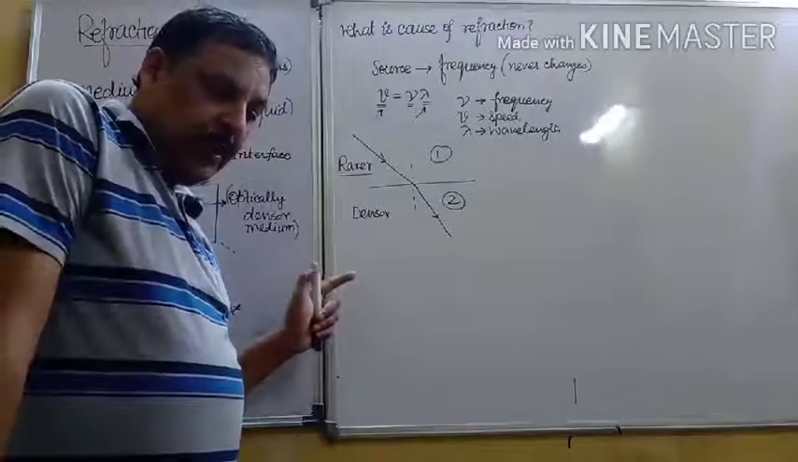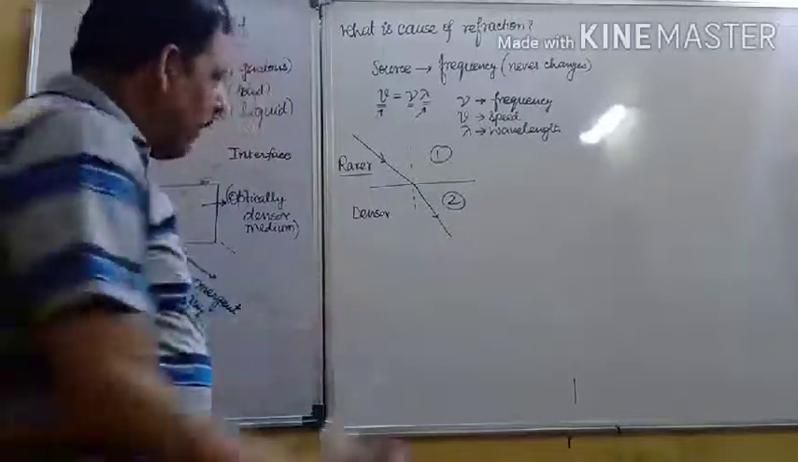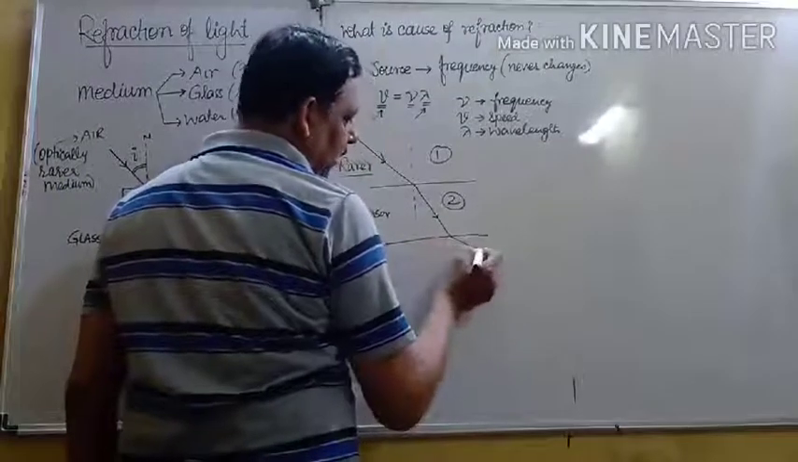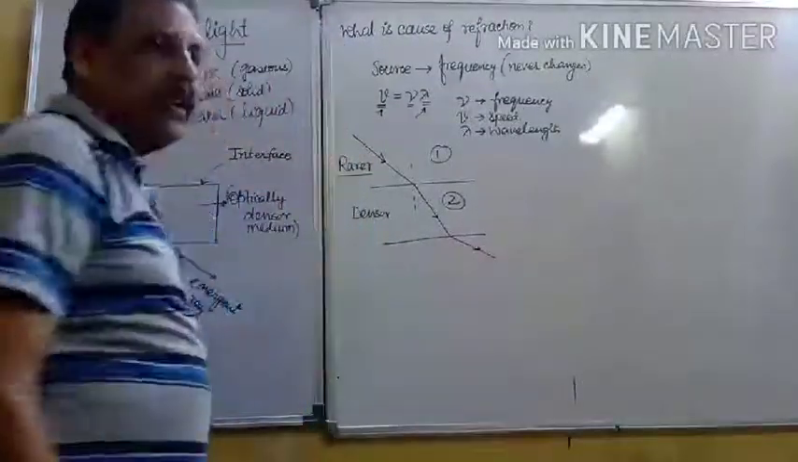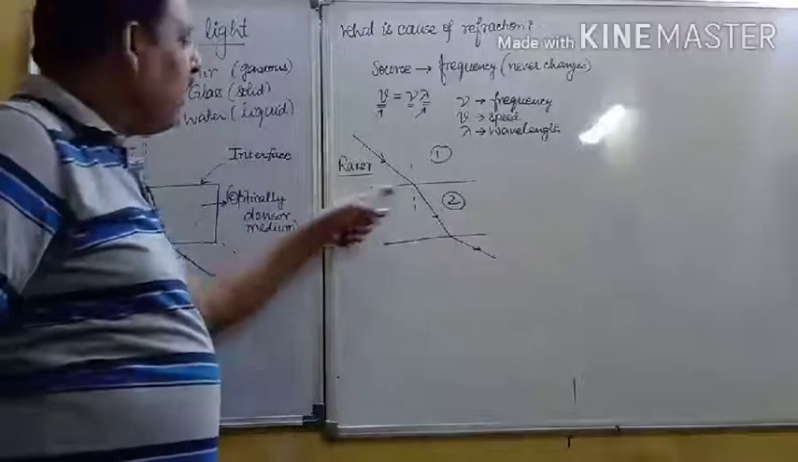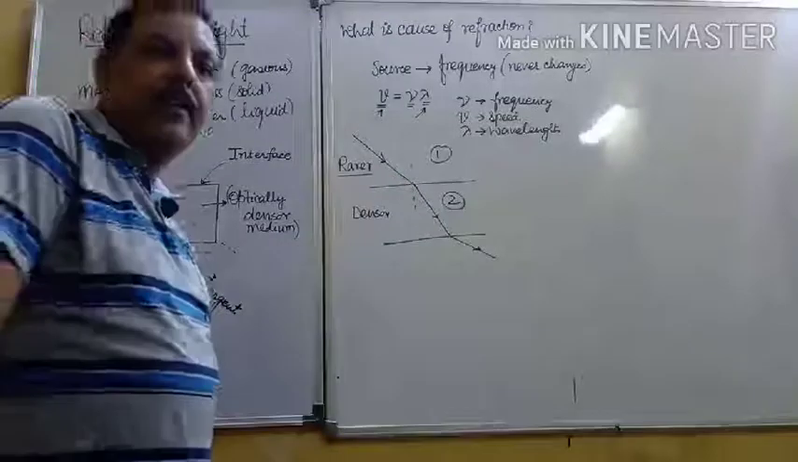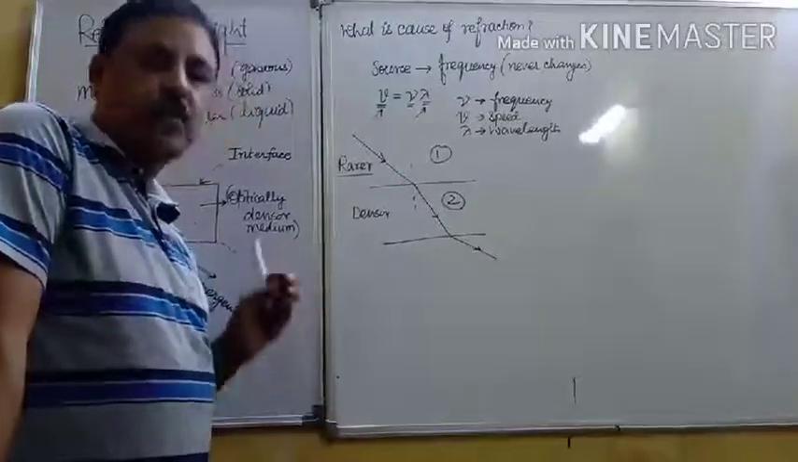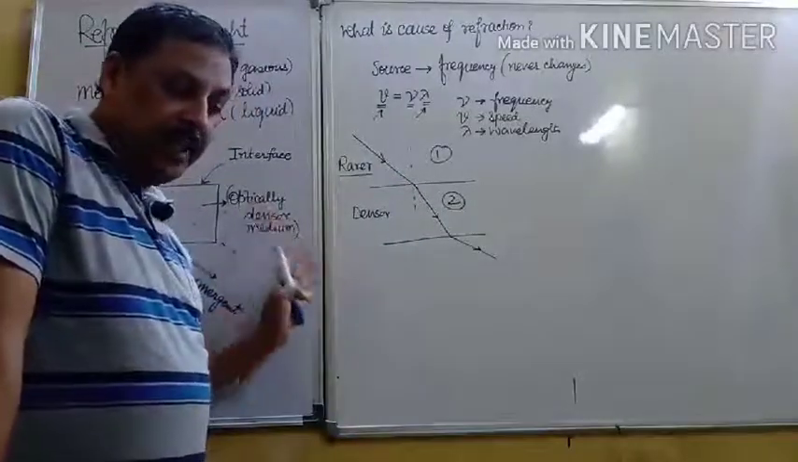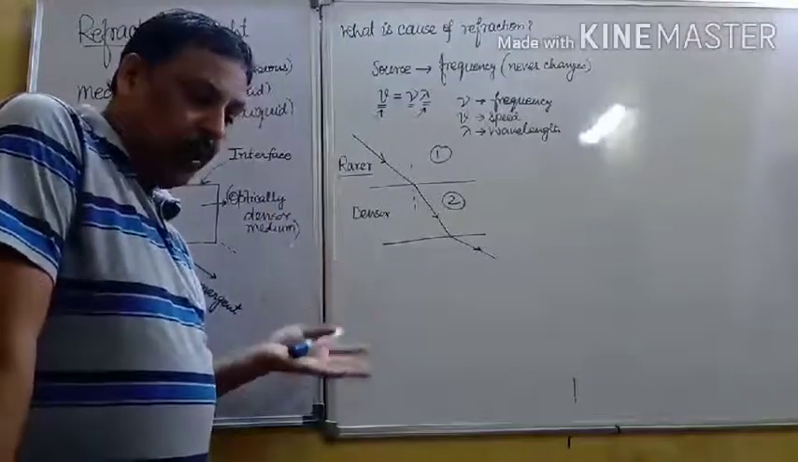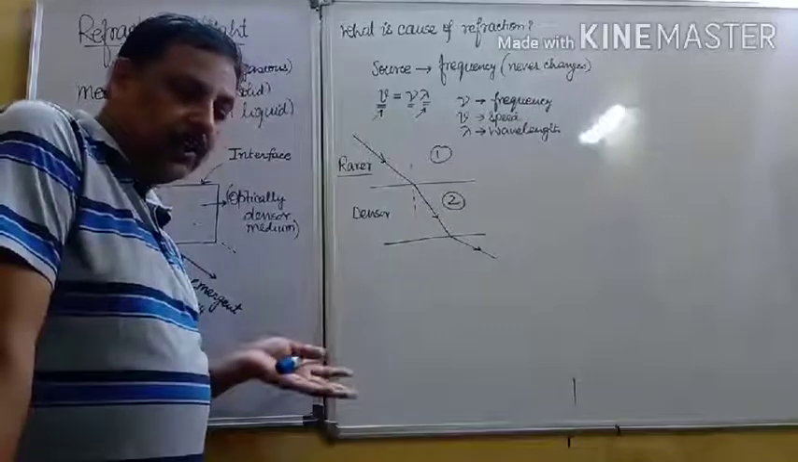Again, what happens when it goes from glass, denser, to rarer? Its speed increases. So when it comes to the denser side, its speed decreases. This is the major cause why refraction takes place, isn't it? Why does a change in the speed of light cause refraction?